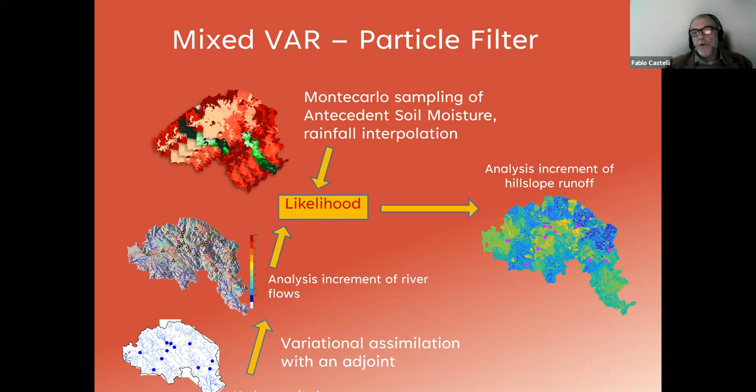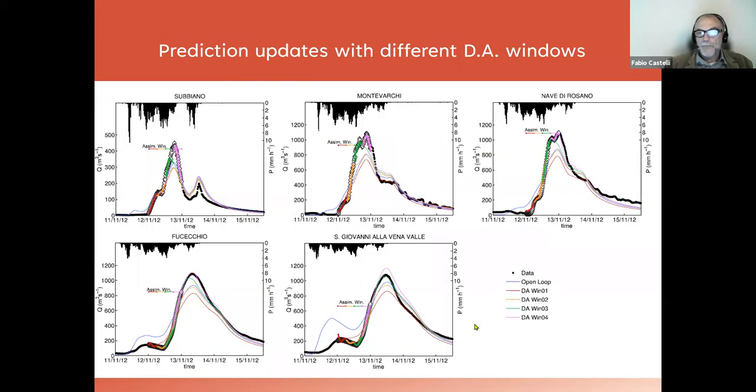So this will provide at the same time an improvement in the estimate of the river runoff and the analysis of improvement of the state estimation in terms of hill slope runoff and soil moisture. These are a few examples, okay? These are hindcast experiments, as I mentioned, on real flood events, on how the prediction of the flood hydrograph for a given event, at a different gauging station, will depend on how early you assimilate, okay?